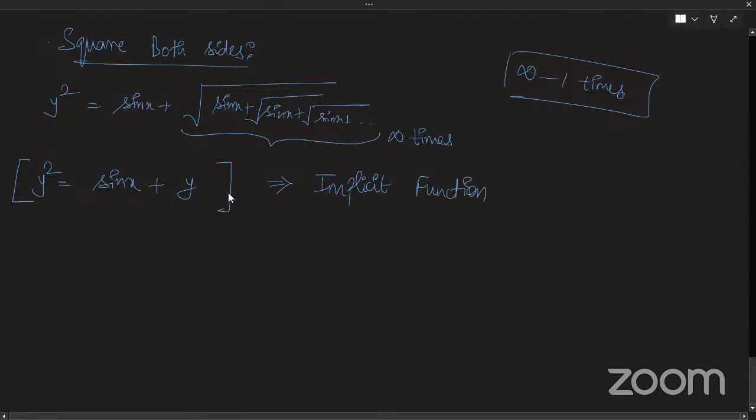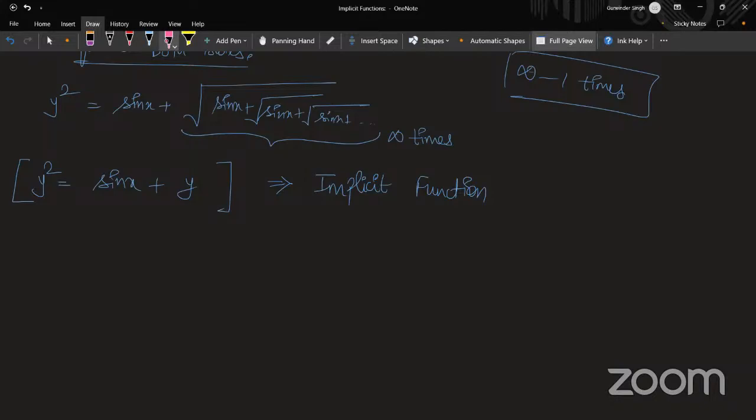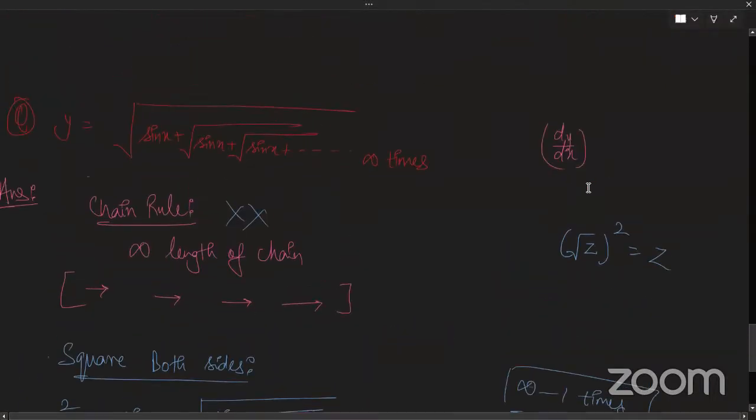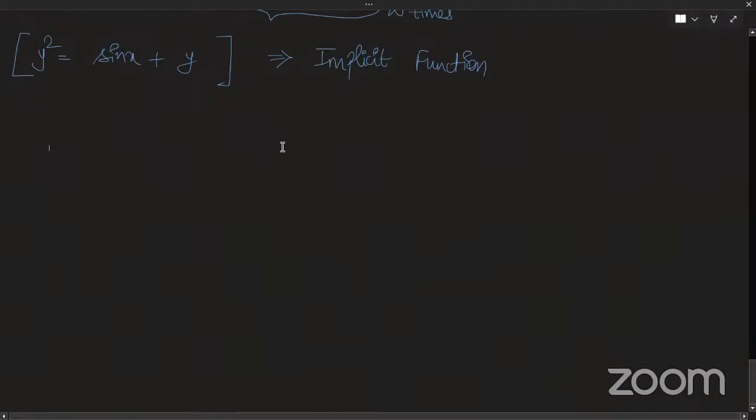So since I have got an implicit function already, what can I do? Tell me, what should I do in order to find my dy by dx? Differentiate both sides with respect to x. Great. Let us do this side first, right hand side first.